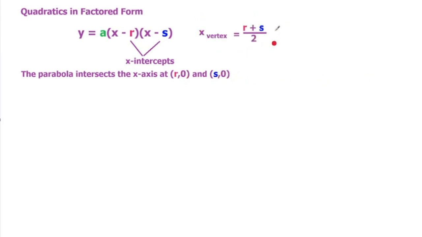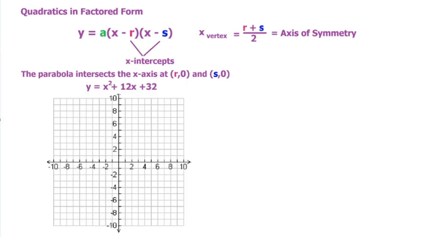The vertex uses this as an equation: r plus s divided by 2. That'll give you your vertex of the parabola, which is also the axis of symmetry. So let's work through an example.